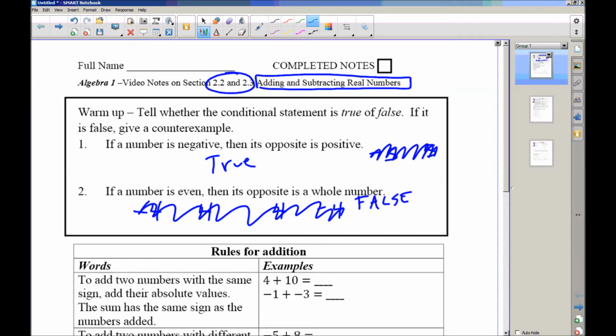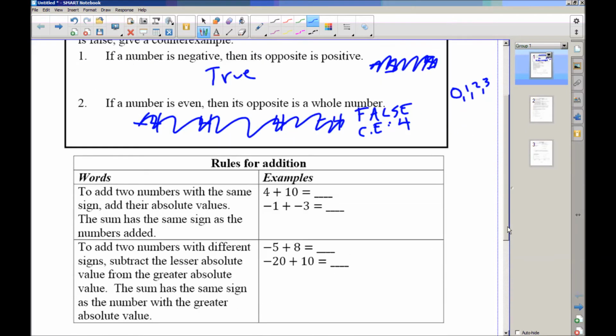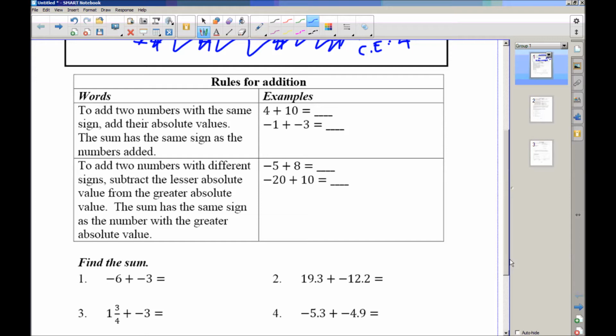And our counterexample would be +4. +4 is even, but its opposite is negative, so it's not a whole number. Whole numbers start with 0 and count forward. So no negatives. All right, rules for addition.